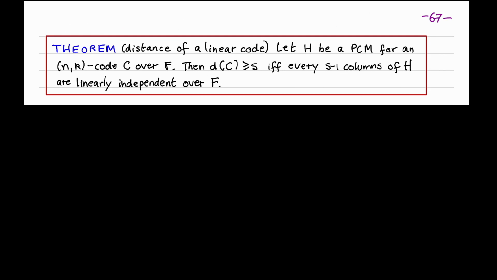Here's the main theorem for this lecture. It's a way of saying something about the distance of a linear code by examining any PCM for the code. Let H be a PCM for an [n, k] linear code C over a field F. Then C has distance at least s if and only if every s minus 1 columns of H are linearly independent over F. So the theorem gives us a lower bound on the distance of a code by examining the columns of any PCM for that code.